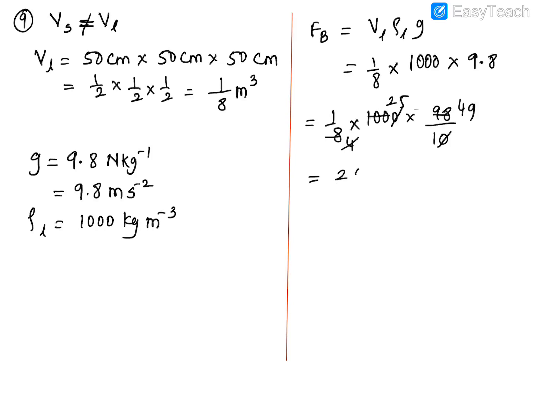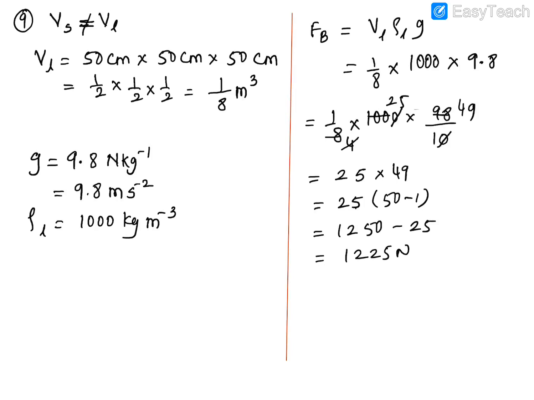So you just do now 25 into 49, or you can do simply 25 into 50 minus 1. What is 25 into 50? 1250. What is 25 into 1? 25. So you get 1225 Newton as your answer. Done.